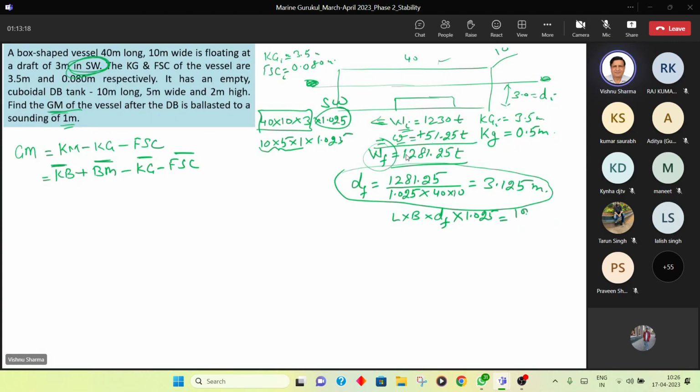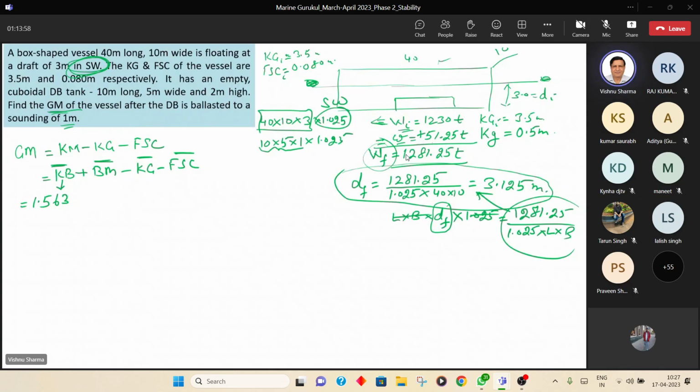It is equal to 1281.25. You keep DF on one side, take everything else on the other side. So 1.025 will come here, length will come here, breadth will come here, and this is what we have done here straight away. And we got this draft. So what does this give us, guys? This gives us KB, and KB will be 3.125 divided by 2. So how much does the KB become? 1.563 meters. So this is KB. All okay up to KB? Any questions up to KB, guys? No, sir. Okay, very good.